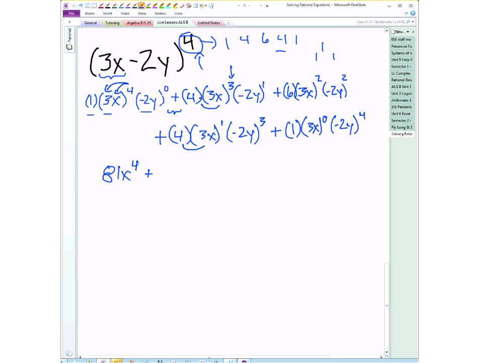Well, order of operations, sorry about the phone ringing. Anyway, order of operations, if I'm doing 4 times 3x cubed times negative 2y to the power of 1, I go ahead and deal with that exponent, the 3 exponent first. Okay? So 4 times, I'm going to put the 4 out here, and I'm going to do my 3x cubed.